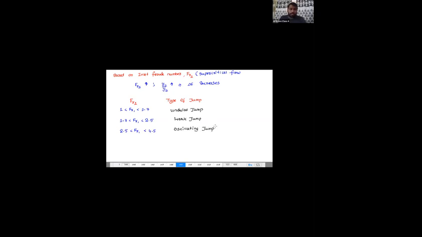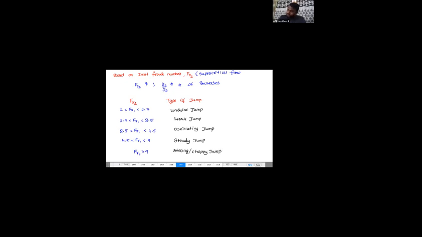Then we call it an oscillating jump. If 4.5 < FR1 < 9, that is, if the Froude number is from 4.5 to 9, then we call it a steady jump. And if the Froude number is more than 9, we call it a strong or choppy jump. Okay.